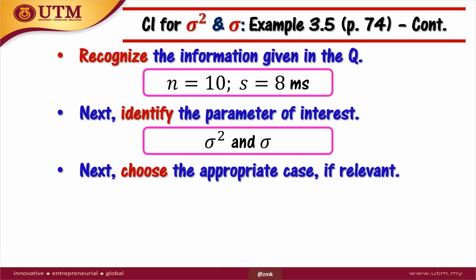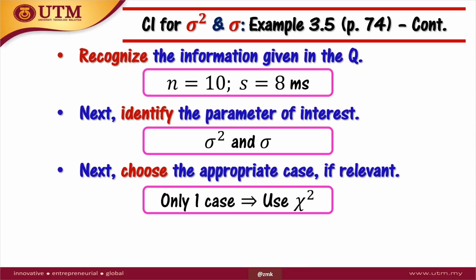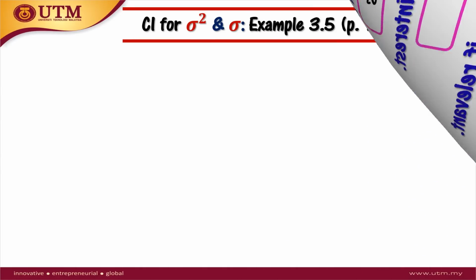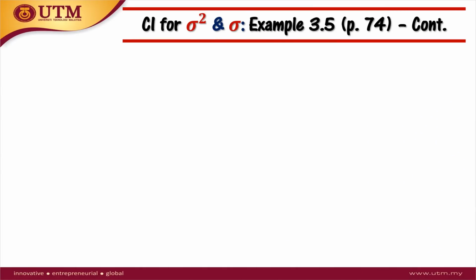In the third step, choose the appropriate case if relevant. And we know we only have one case in constructing the confidence interval for sigma squared and sigma, that is to use chi-squared in the formula. Substituting all the values required in the formula, then we can solve the question. Therefore, the answer to the first question is given as follows.